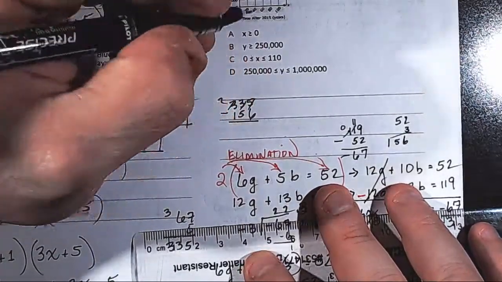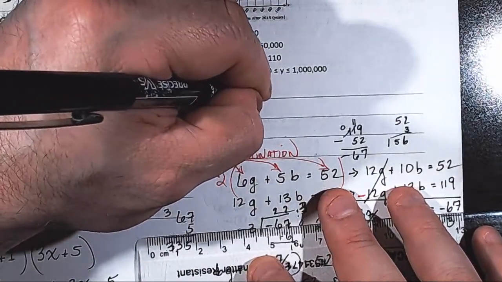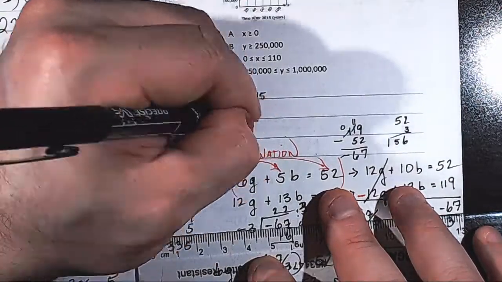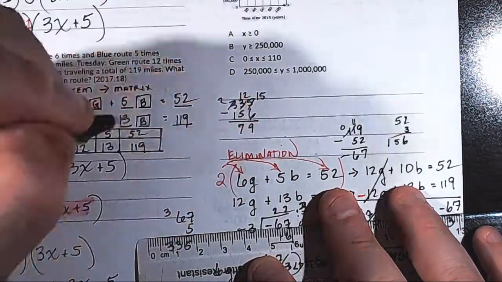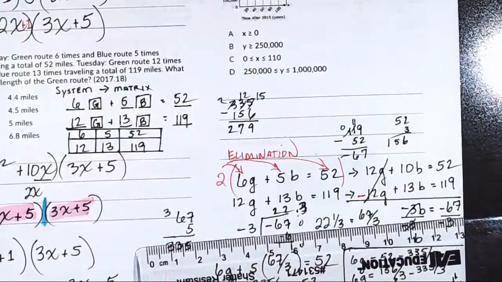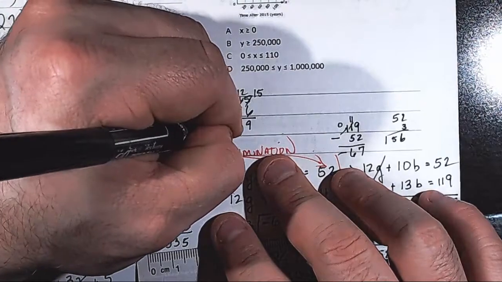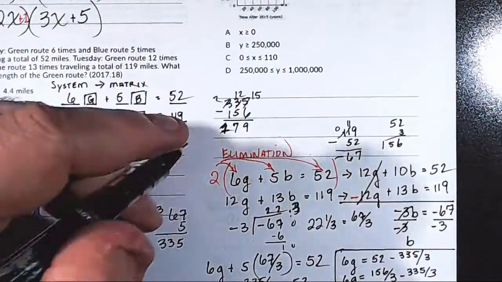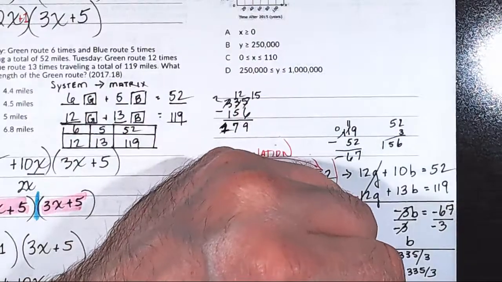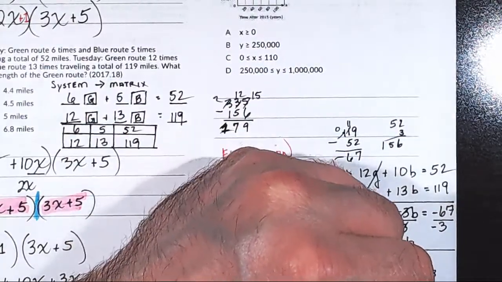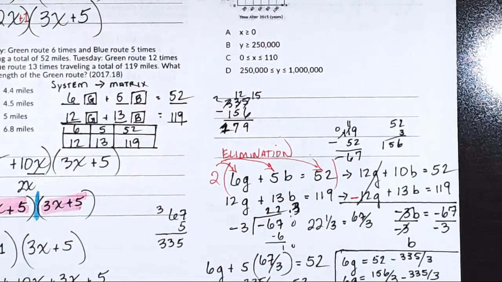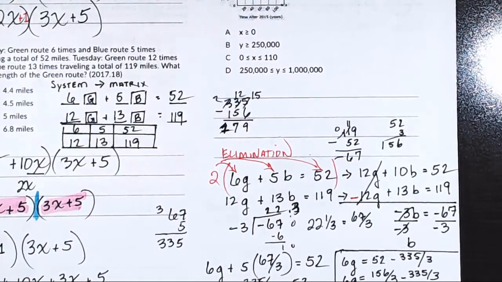Okay, going to have to borrow. Let me make sure. 335 minus 156 equals 179. All right, 179 thirds. So 6g equals 179 over 3. Is 179 divisible by 3? Well, 1 plus 7 is 8, and 8 plus 9 is 17, so no.